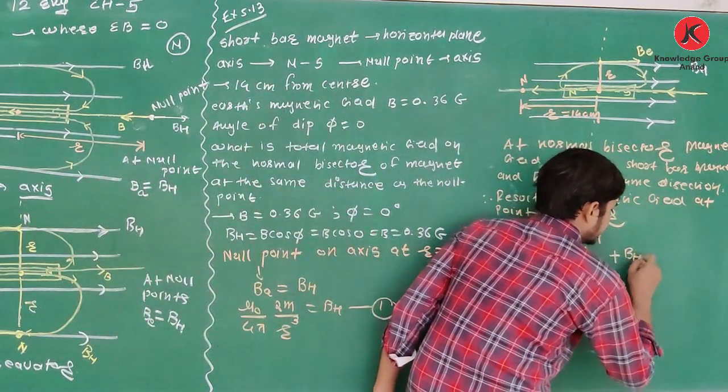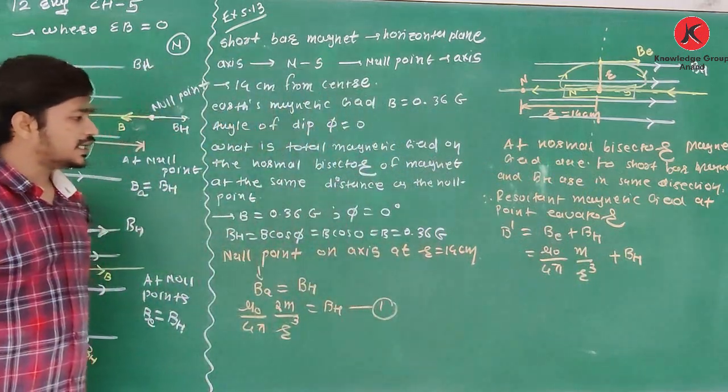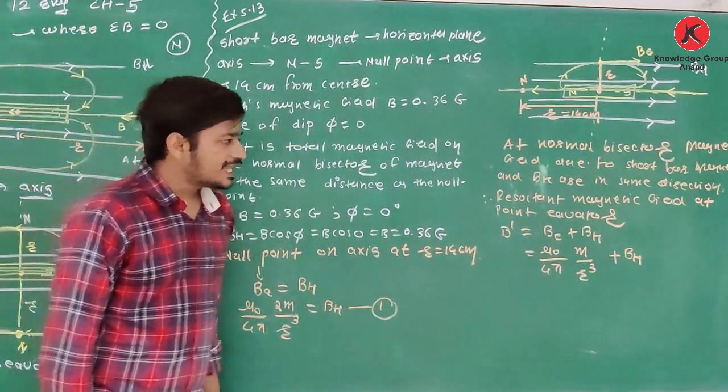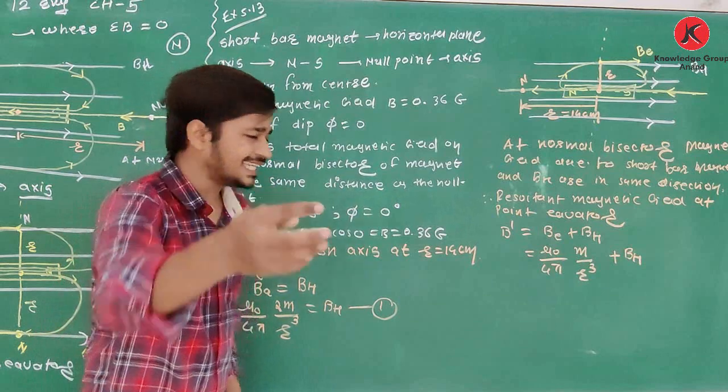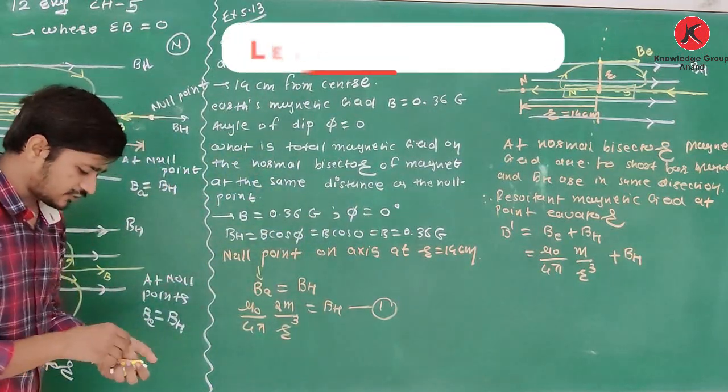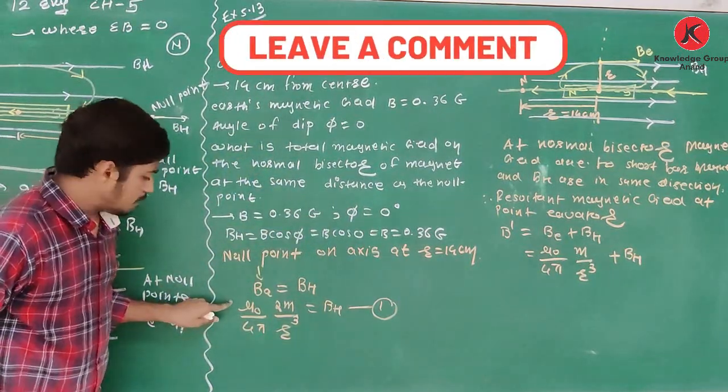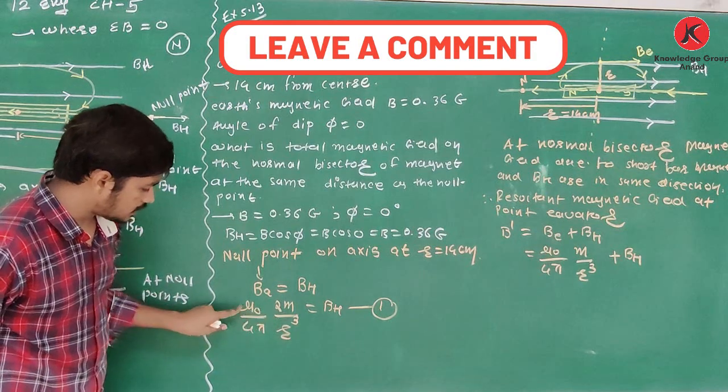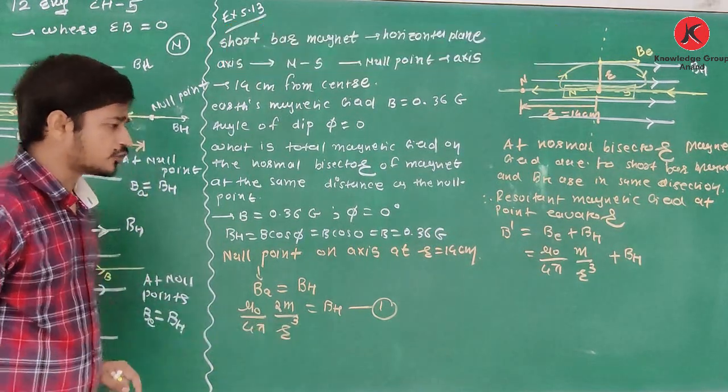Plus here it is BH. Yes or no? Yes. Now how to solve this? See here, there is an equation. From this equation, make mu 0 upon 4 pi into 2m upon r cube the subject.